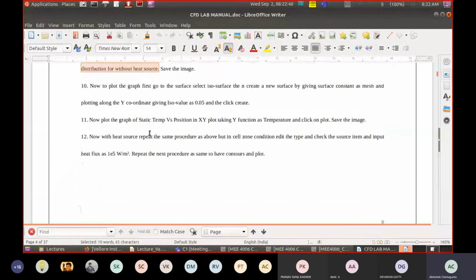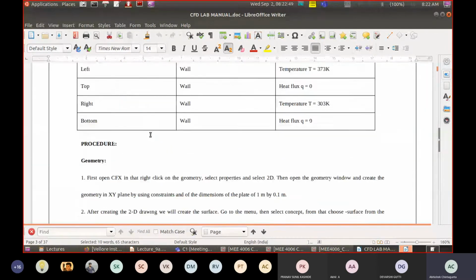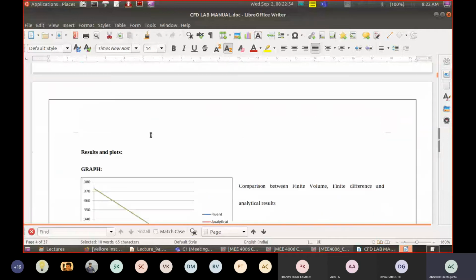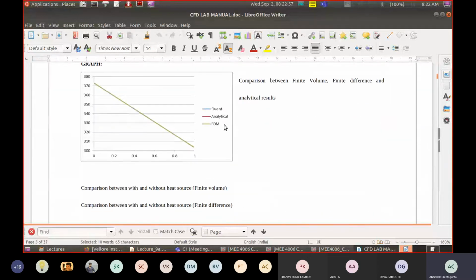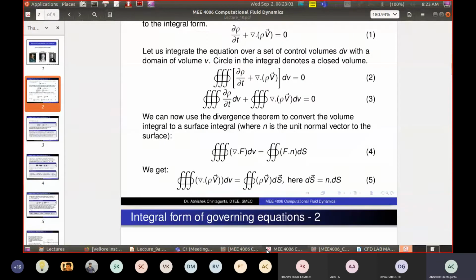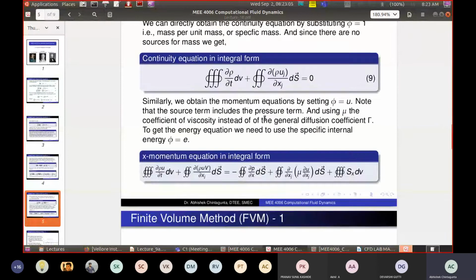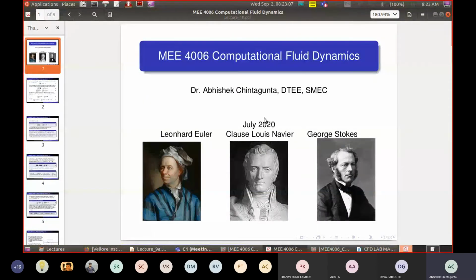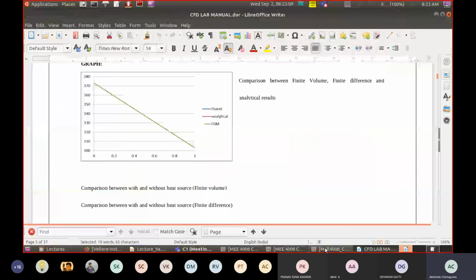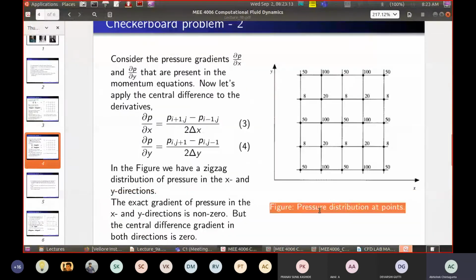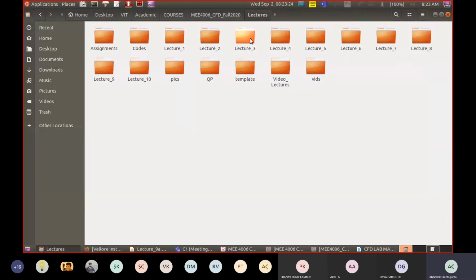And results and plots, you can give, okay, this is bad. Don't do something like this. Do something like this. So what I did was I put a figure and I kept a caption, right? I did not give the figure number intentionally because this is a PPT. This is a presentation, but you have to give a correct caption, that is figure 1 or figure 2, for example, figure 1: comparison between Fluent, analytical solution and finite difference method.